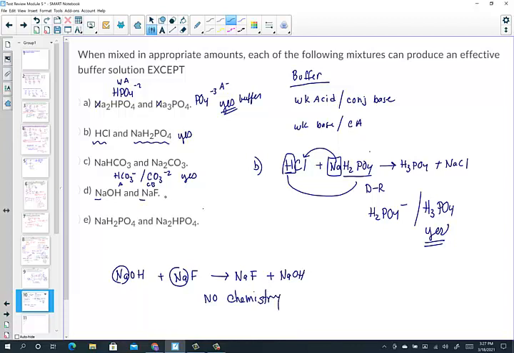So there's no conjugate pairs. All that's present in solution is sodium ion, hydroxide ion, and fluoride ion. No buffered solution will form. Spectator. So yes, these are conjugate pairs. So the only system here that would not form a buffered solution is letter D.